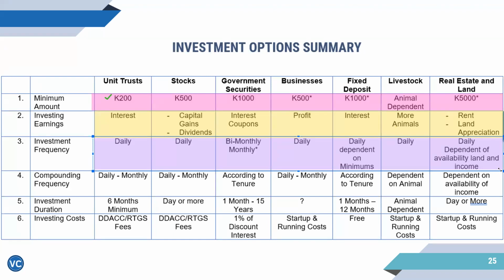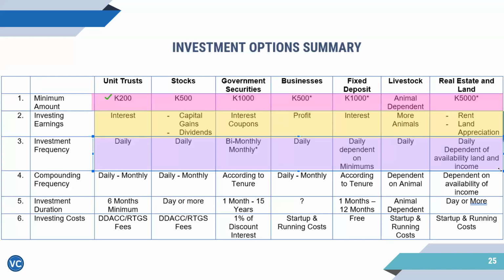With government securities, you can invest either 2 times in a month for treasury bills and monthly for government bonds, meaning it's 12 times a year. So your chances there are very, very slim. So you kind of need to get yourself together. Then the rest are mostly daily.